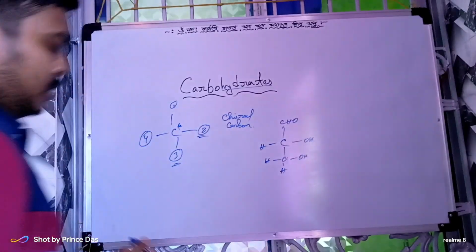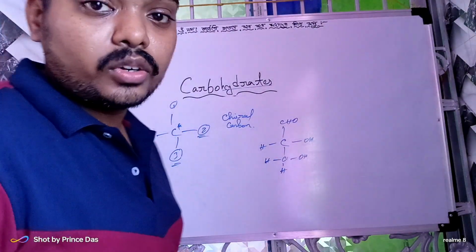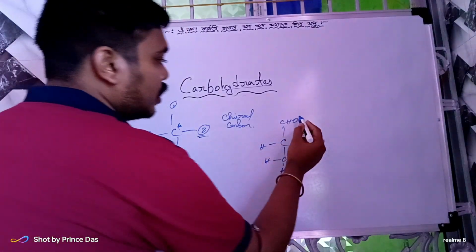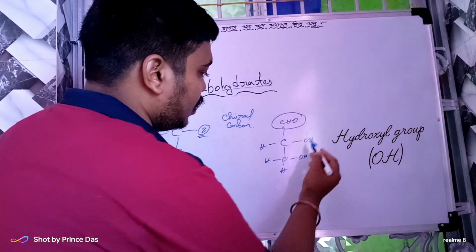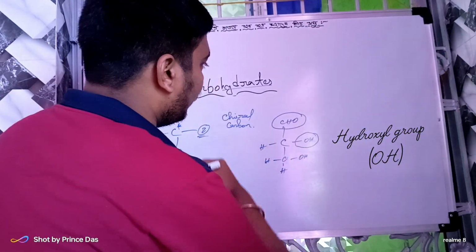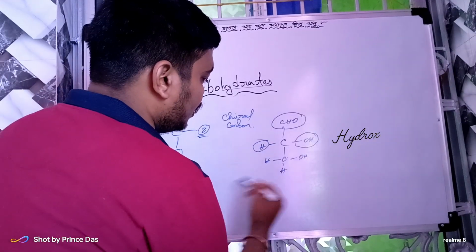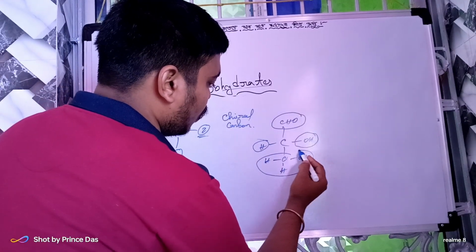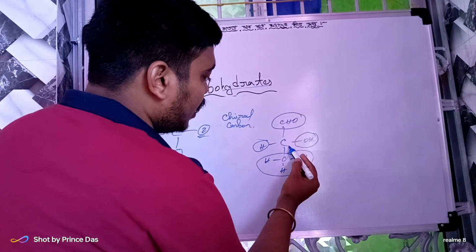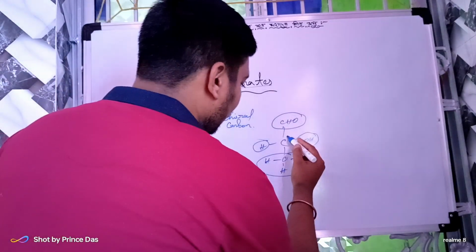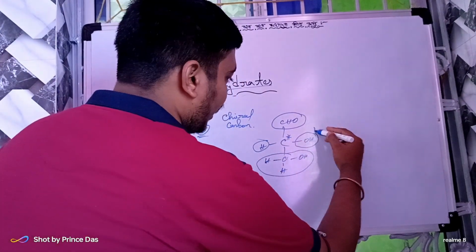So in this, what are the 4 different groups? Aldehyde group, hydroxyl, hydrogen, and one carbon group. So can we call it a chiral carbon? Obviously yes, we can call it a chiral carbon.